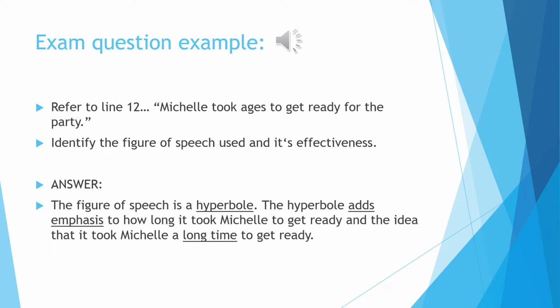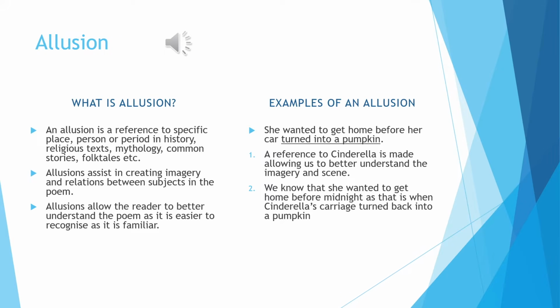Here they say and explain its effectiveness. We're trying to explain why this was appropriate, why using a hyperbole was a good idea here. So we explain that the hyperbole adds emphasis to how long it took Michelle to get ready, and the idea that it actually did take a really long time. She struggled to get ready because it took her so long. That is the entire point of a hyperbole, to add emphasis. It adds emphasis and therefore it is effective. Next, we'll start with allusion.